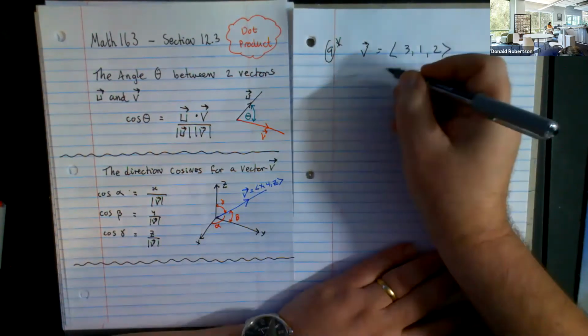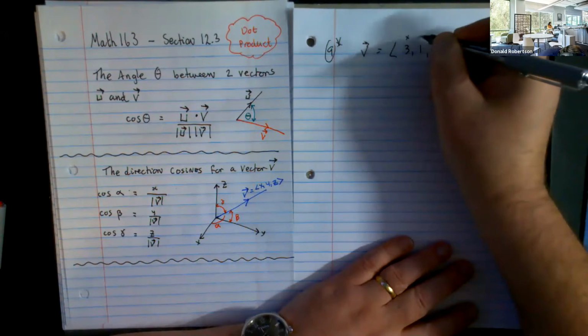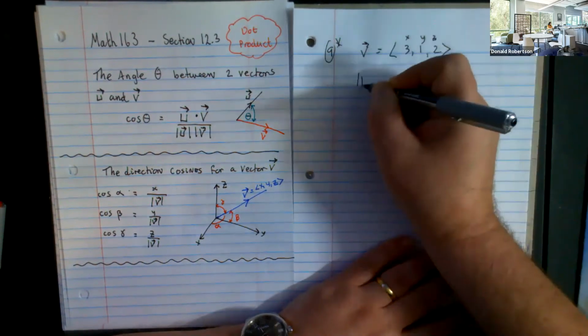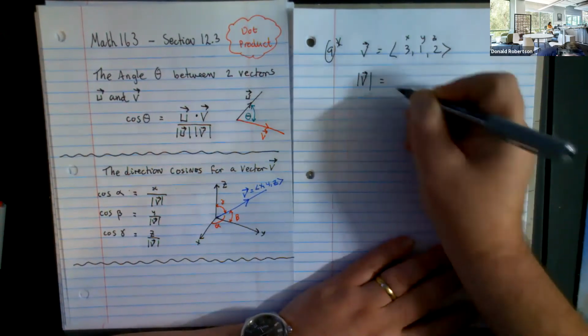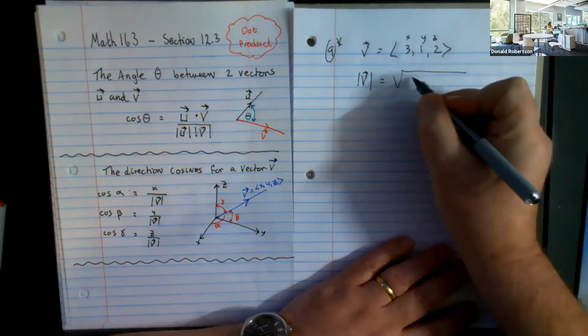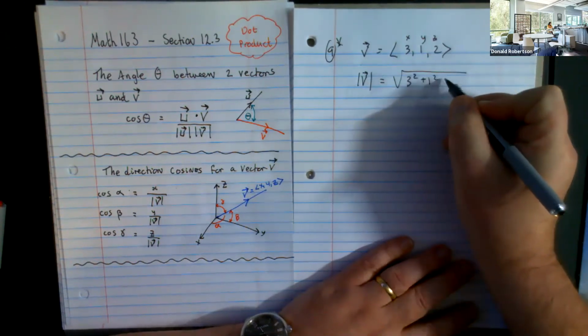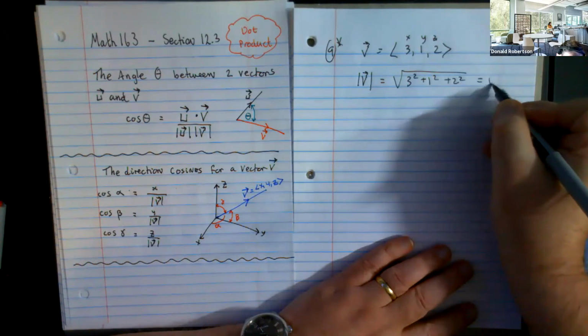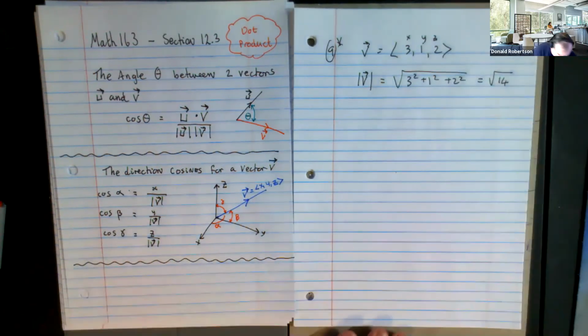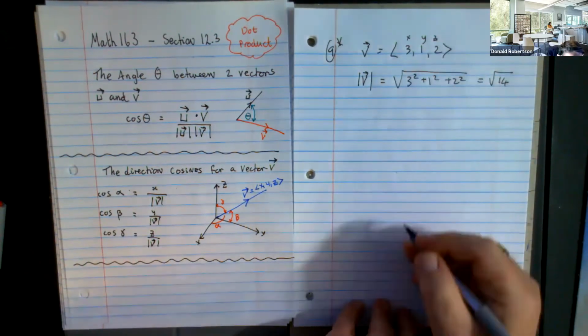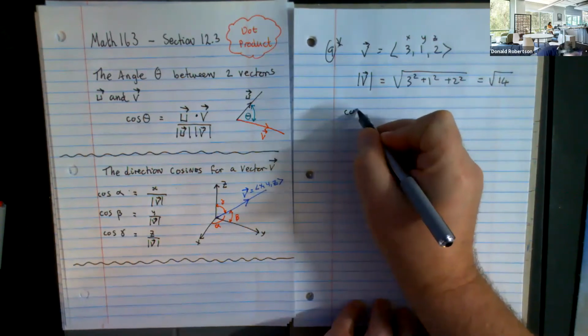Well, so what do you do? Basically that's your X, your Y, and your Z. It's a good idea to find this fella: 3 squared add 1 squared add 2 squared. You get square root of 14. So now I can answer the direction cosines.